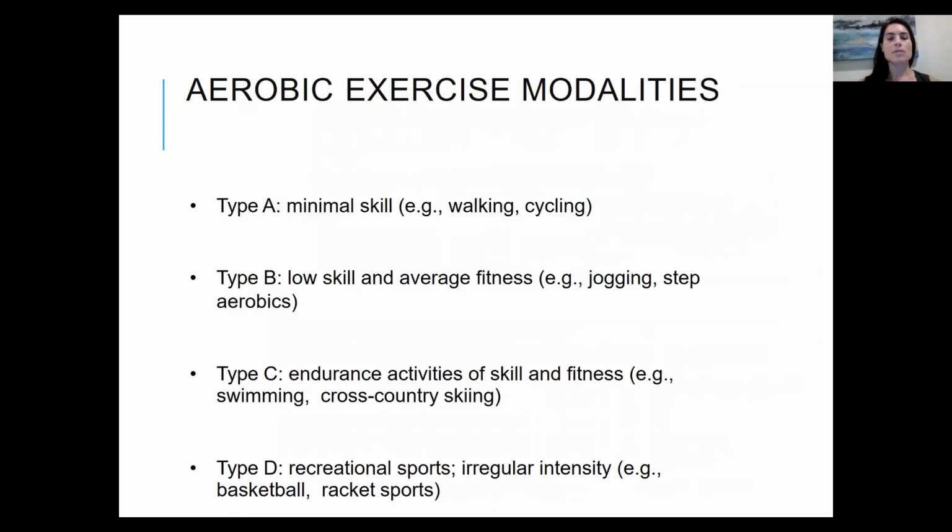Type C are going to be those higher level endurance activities that require a little bit more skill and a little bit more fitness. And this can be things like swimming and cross-country skiing. And then you have type D, and these are people who are engaging in recreational sports. So they're irregular intensity. If you think about basketball, you sprint, you stop, you pivot, you move, right? Racket sports. So these are very advanced. So basically type A to type D are more hierarchical as you go down.